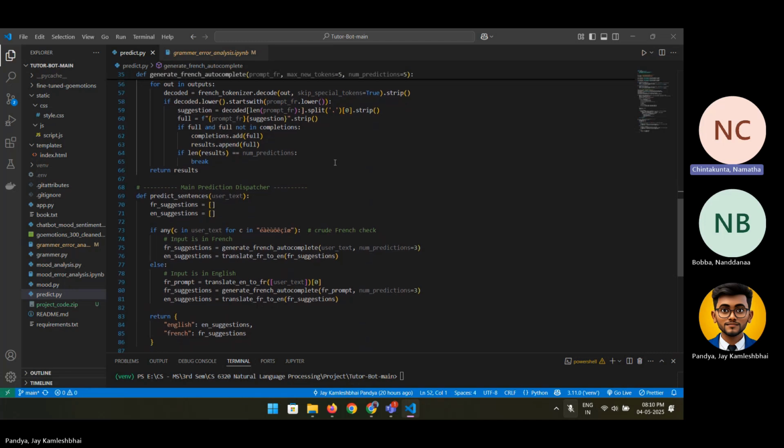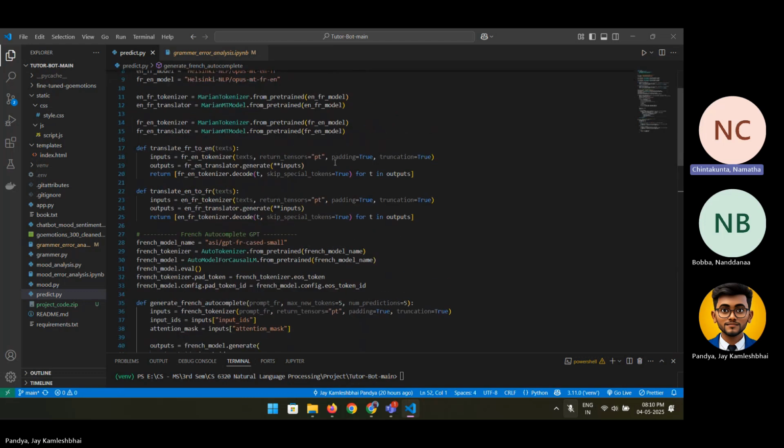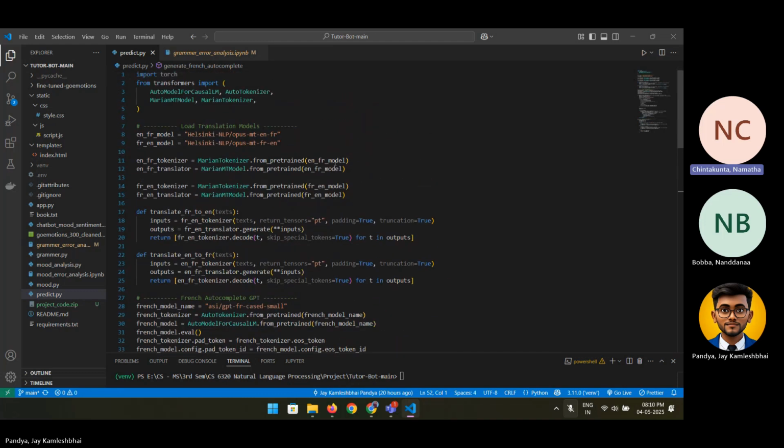And then, in order to detect the language, whether the given input language is English or French, it uses DeepL's API. And in this predict.py, we mainly use DeepL's API, OpenAI API, and then the Hugging Face library, from which we got the MarianMT models.